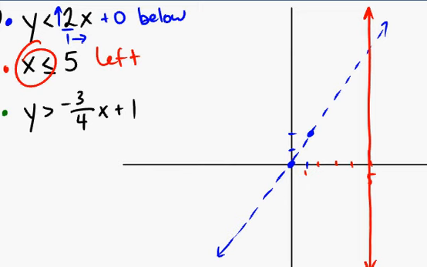Peng, what's the y-intercept on the green? 1. Okay, Jesse, what's the slope on the green? The slope of the green. Negative 3 over 4. Okay, so what two directions are we going to go? Down 3 and over to the right 4. So from the 1, we're going to go down 1, 2, 3, and over 1, 2, 3, 4. Here, there's our 2 points.